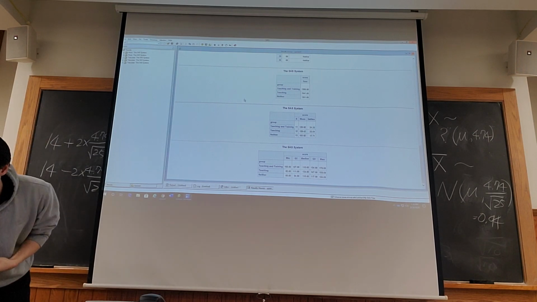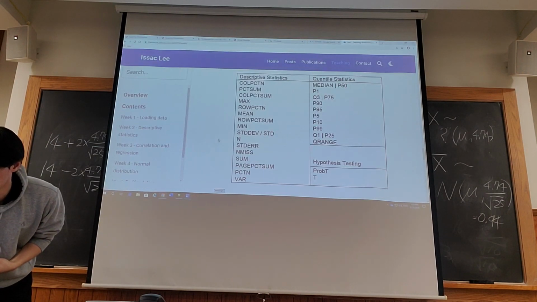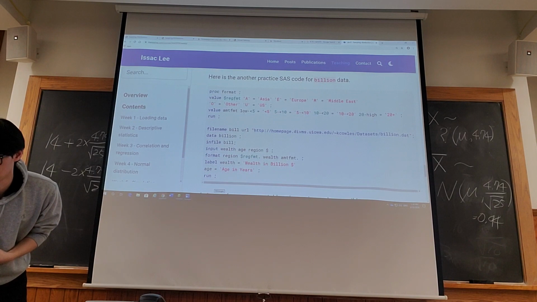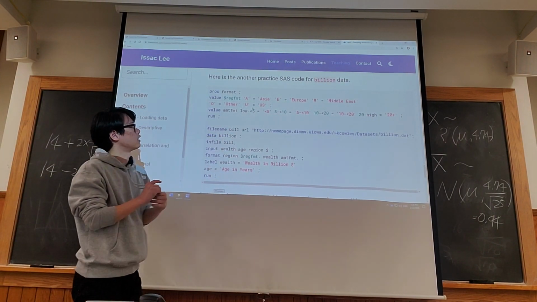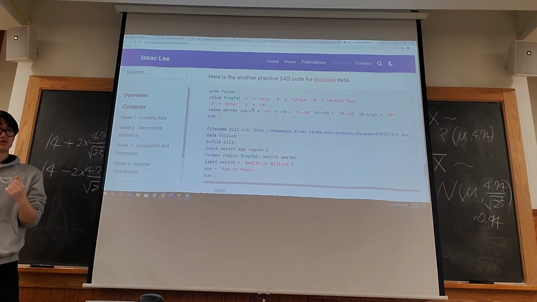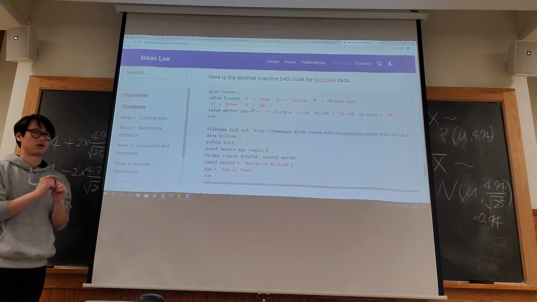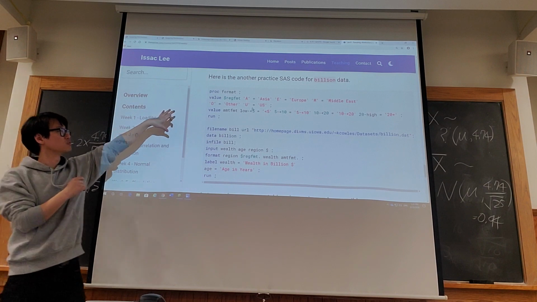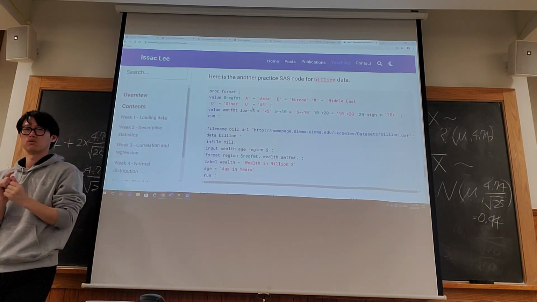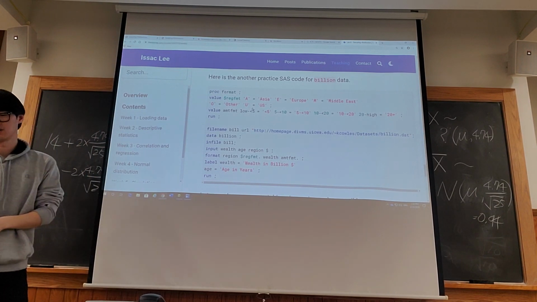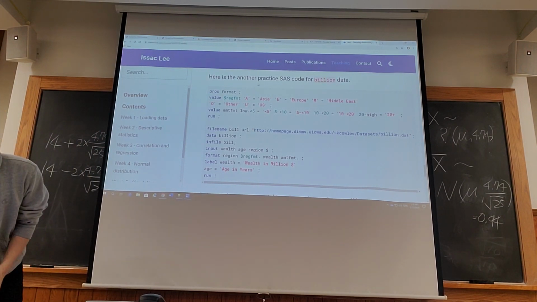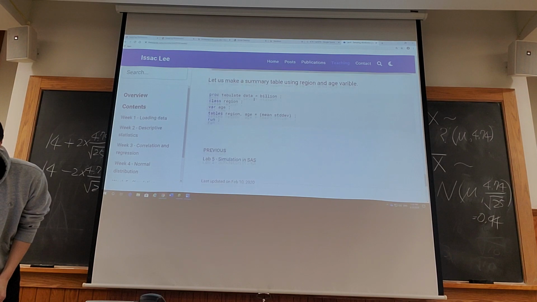I also put another example for the billion data set actually, and it has some code for converting the categorical variable into your own coding. So I put another SAS code there. You can see it if you need it when you do your homework.